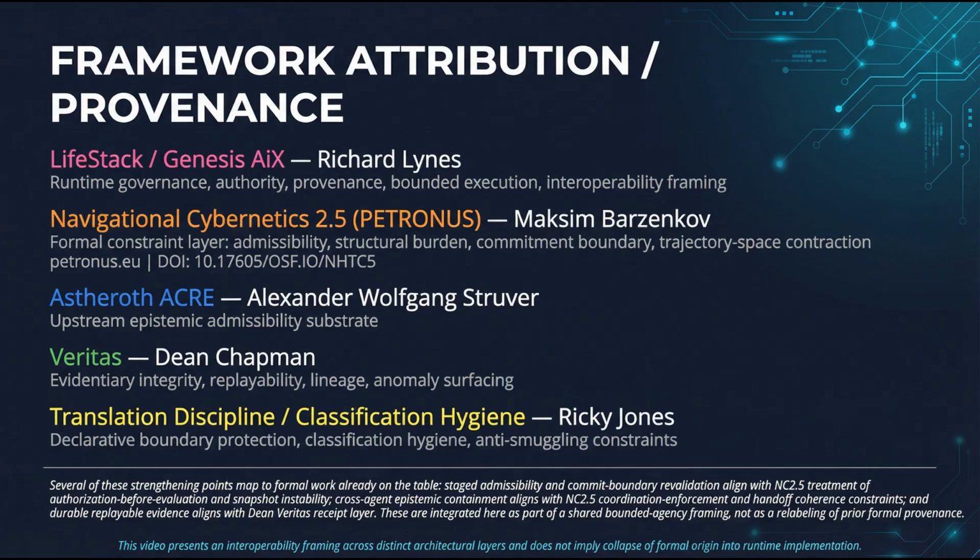Several of these strengthening points map to formal work already on the table. Staged admissibility and commit boundary revalidation align with NC 2.5's treatment of authorization before evaluation and snapshot instability. Cross-agent epistemic containment aligns with NC 2.5 coordination enforcement and handoff coherence constraints. And durable replayable evidence aligns with Dean's Veritas receipt layer. These are integrated here as part of a shared bounded agency framing, not as a relabeling of prior formal provenance.